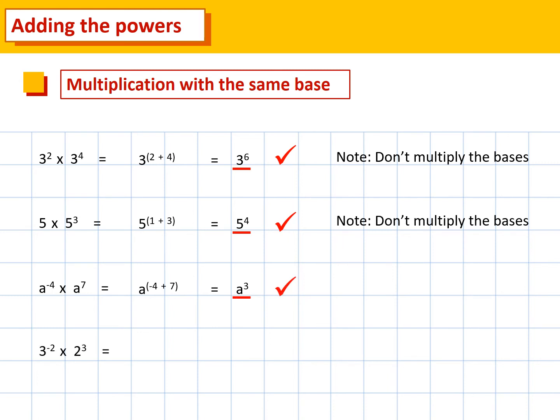And finally, is there a rule here? No, there isn't, because straight away we can see that 3, the base there, and 2, the base there, they're not the same base, so there is no rule. If you actually wanted to work out what the answer to this sum was, you would have to work out 3 to the negative 2 separately and then multiply it by 2 cubed.